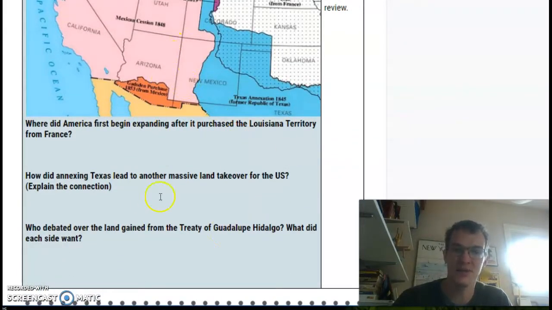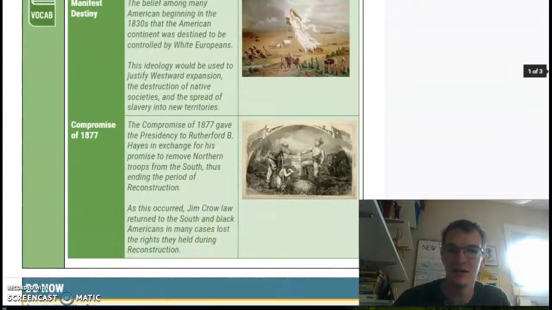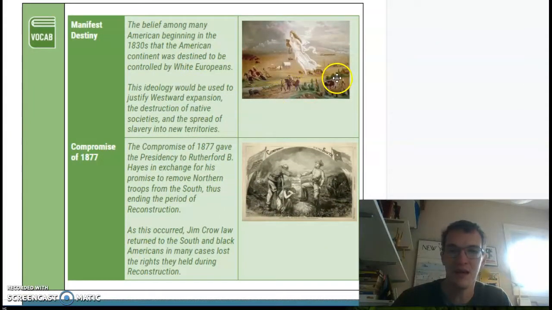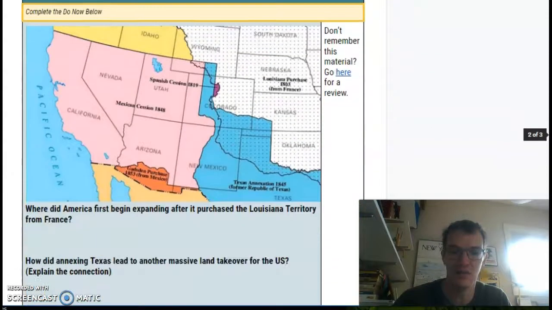So anyway, Mexico lost a bunch of territory. We gained a bunch of territory. We called this all Manifest Destiny. In the famous letter about Manifest Destiny, he said we deserved, it was our destiny to expand to the west.